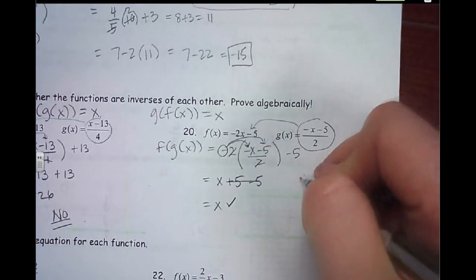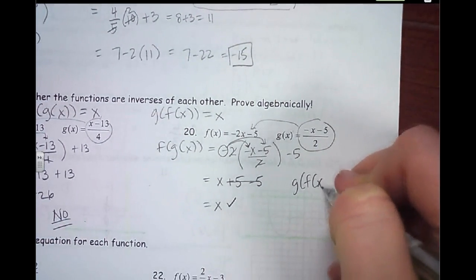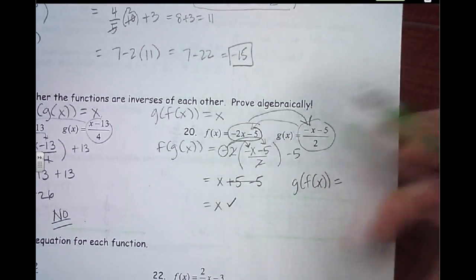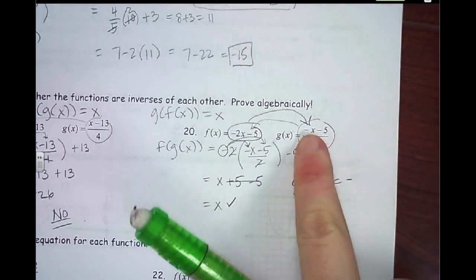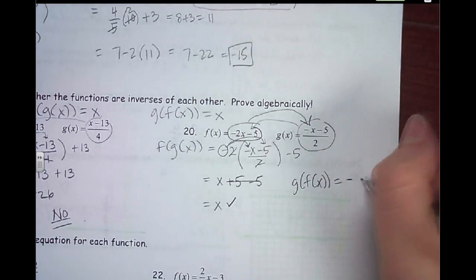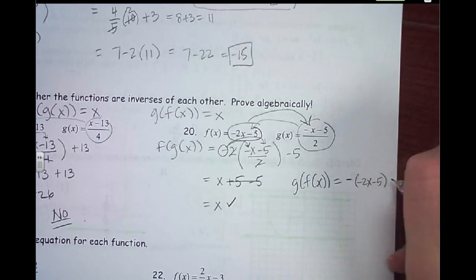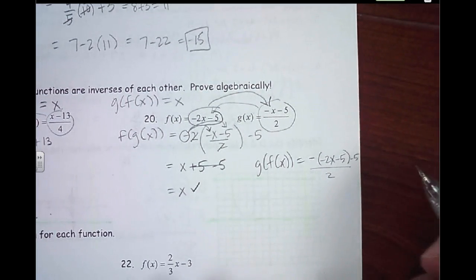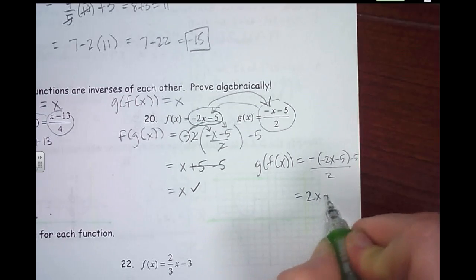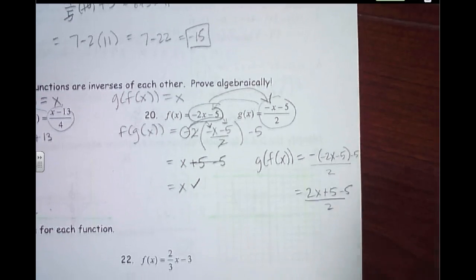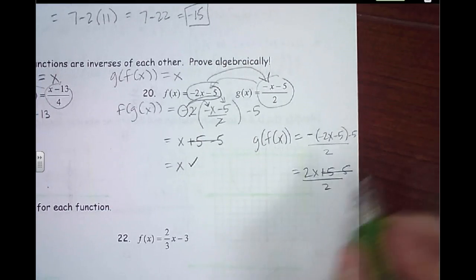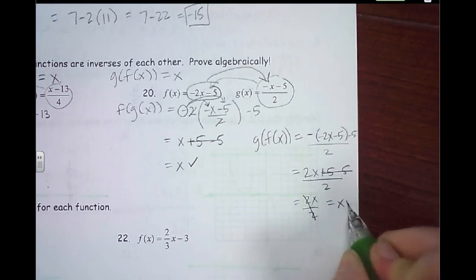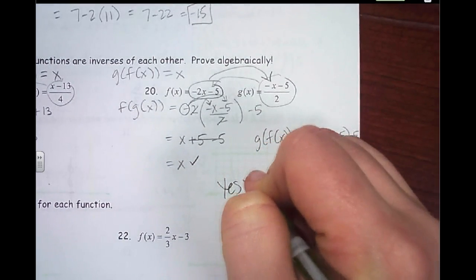So now I'm going to do g of f of x. I'm going to go the other way. I'm going to take this whole thing and put it into this x. So negative, be careful of that negative sign right there, negative 2x minus 5 divided by 2. So distribute the negative, it becomes 2x plus 5 minus 5. The 5's cancel. 2x divided by 2, those simplify and I get x. So yes, these are inverses of each other.